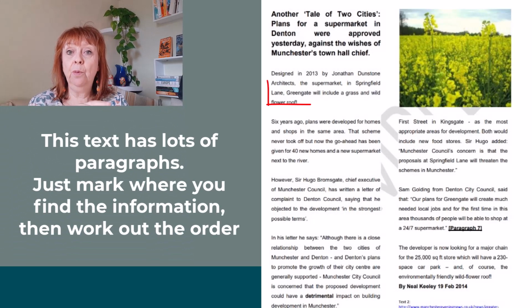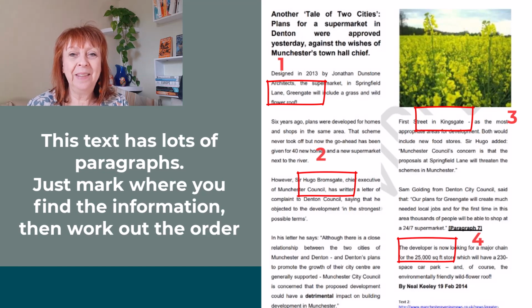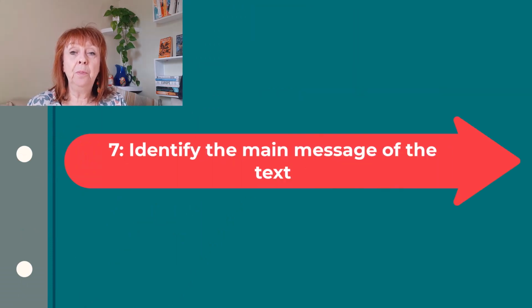Just find the information in the text and mark it. Once you have the 4 points, then you can add numbers just looking at the page to what came first, what was next, and so on, and get them in the right order. And that's how you work it out. Next tip, identifying the main point or message of a text.